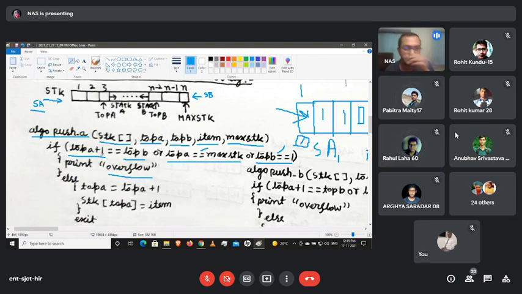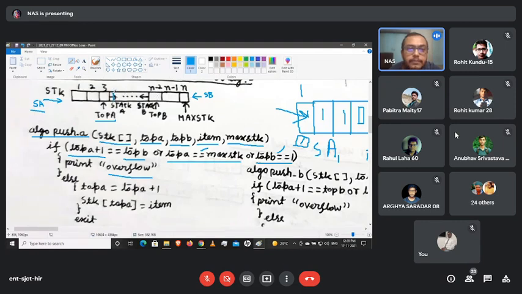Okay. Yes, the third condition is top A plus 1 equals top B. So let's say an insertion operation is occurring on stack A and an insertion operation is also occurring on stack B. Right now top A is showing at position 3, but stack B, after getting inserted, has occupied until this place.